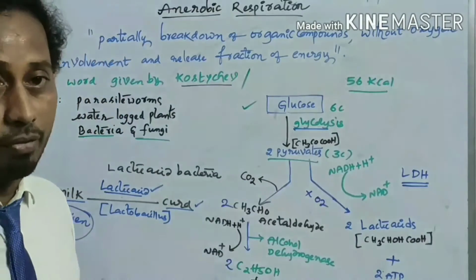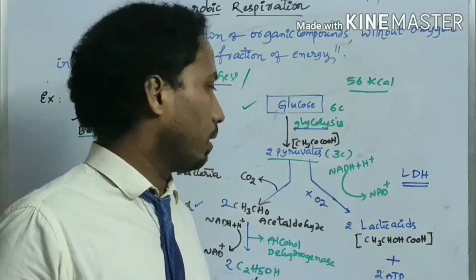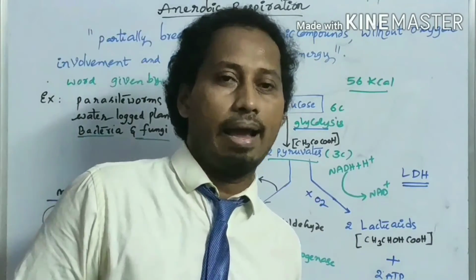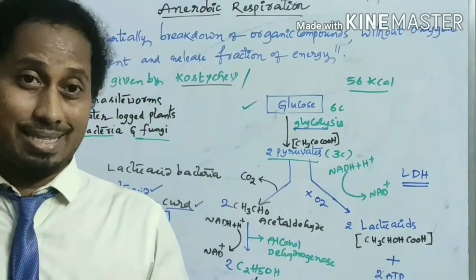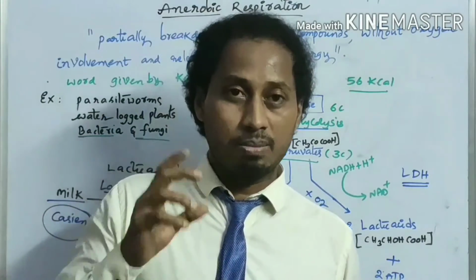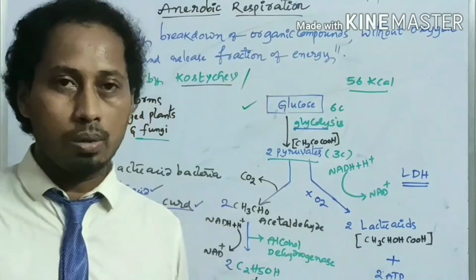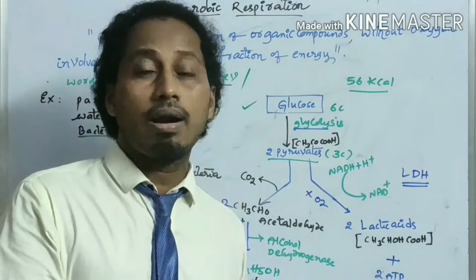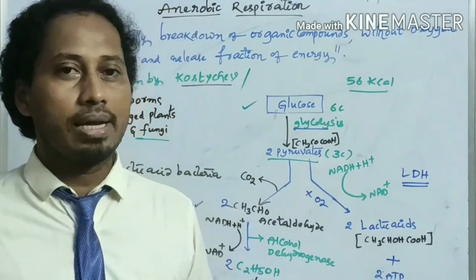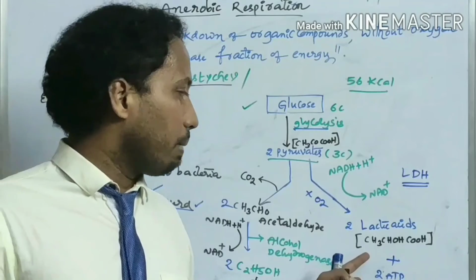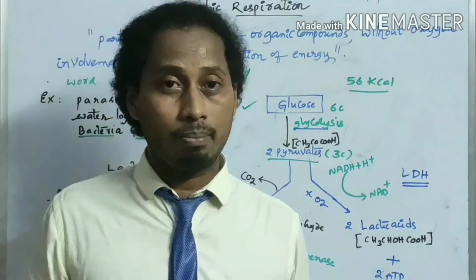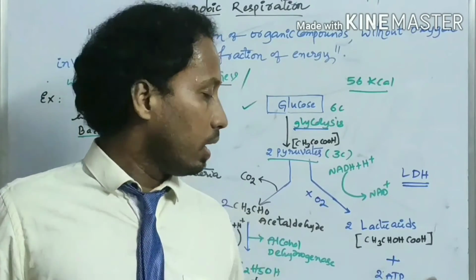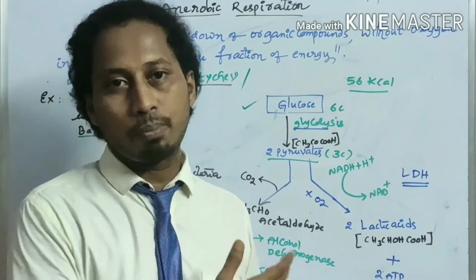Another type of anaerobic respiration occurs in human muscle cells, for example when a person is doing heavy exercise. In such cases oxygen supply is disrupted, so pyruvate does not proceed further to the Krebs cycle and electron transport chain. It is converted into lactic acid in the muscle cell. This is also called muscle cramps. Often you see players in cricket and football fields face this problem.